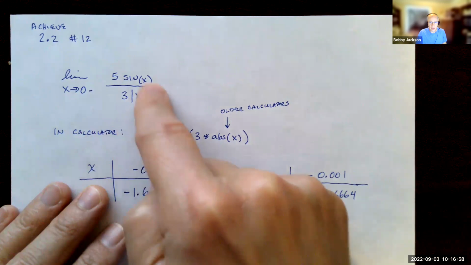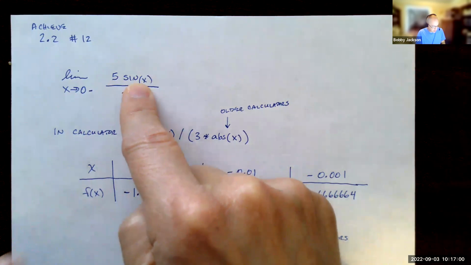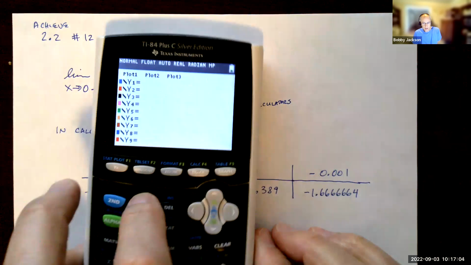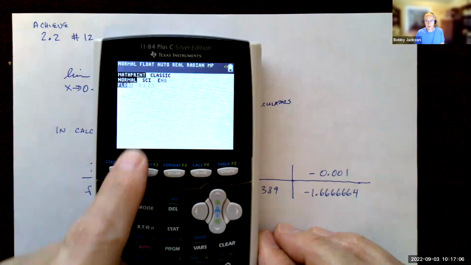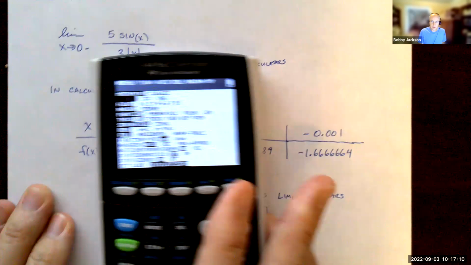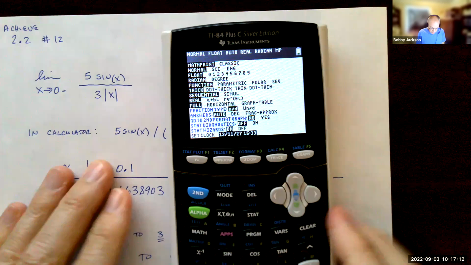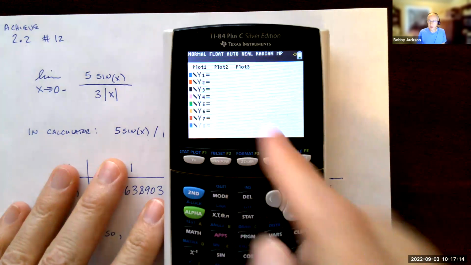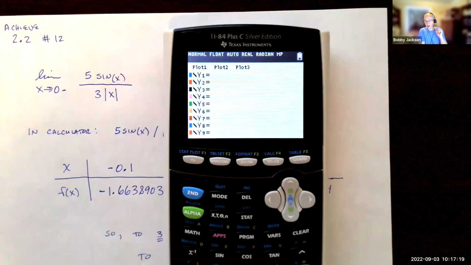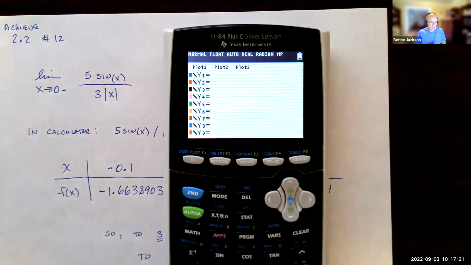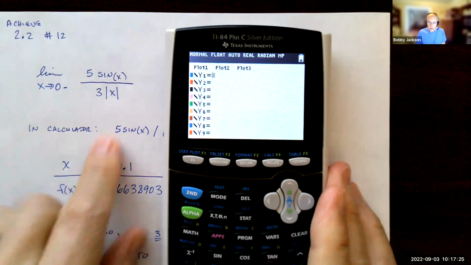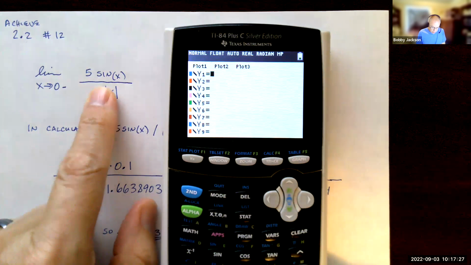So again, when you're dealing with a trig function, you do need to make sure that your mode is in radians for trig functions. And then I want to show you how to enter this function in. I've got a newer model, TI-84 Plus C Silver Edition. You might have an older model that has the older operating system, and I want to talk about the difference between the two here.